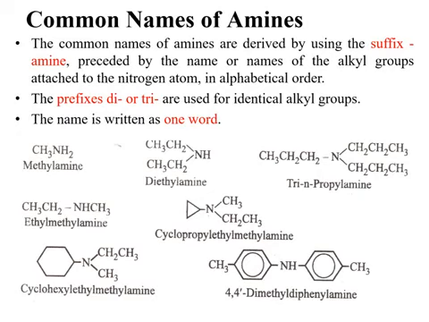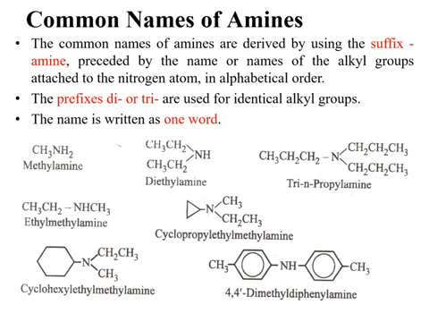Propyl has two types. One propyl is known as the isopropyl group. That's why it is necessary to mention in the name as normal propyl. That's why this name is written as tri-N-propylamine.